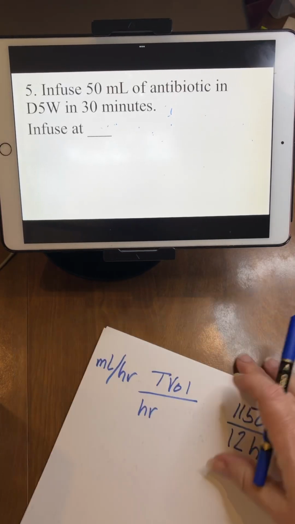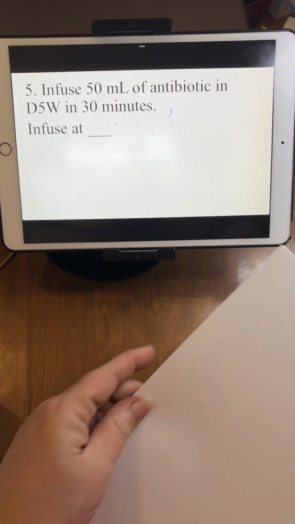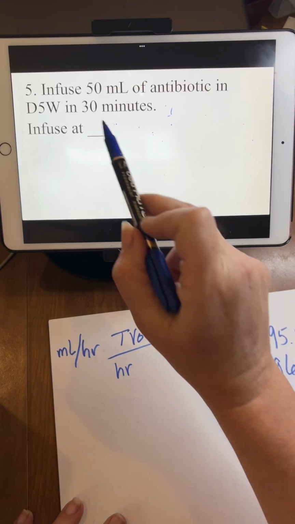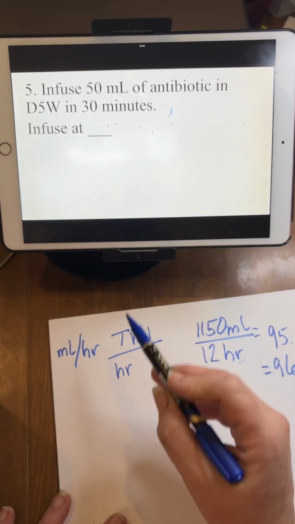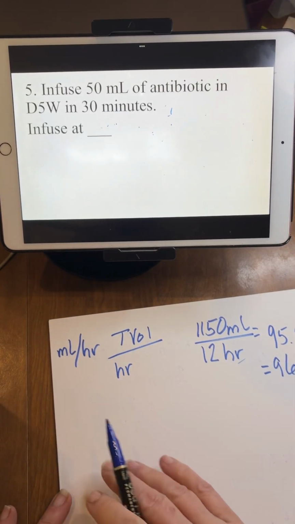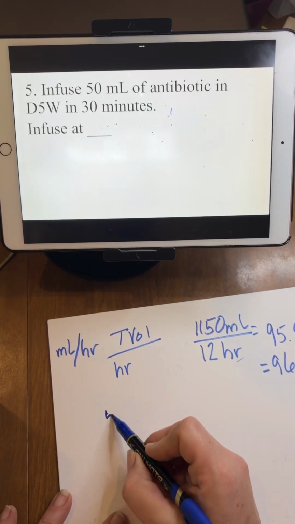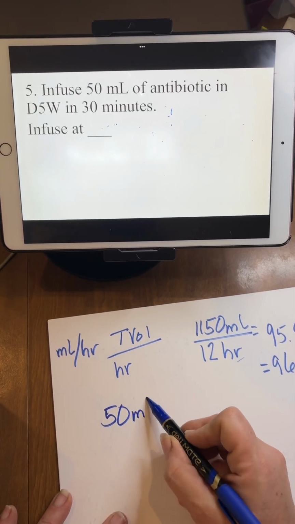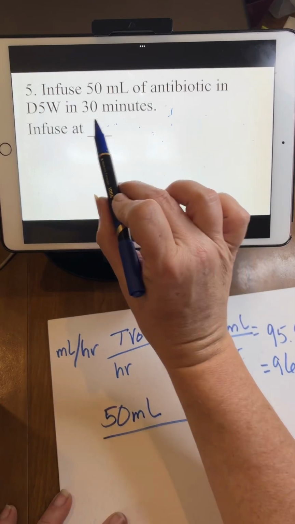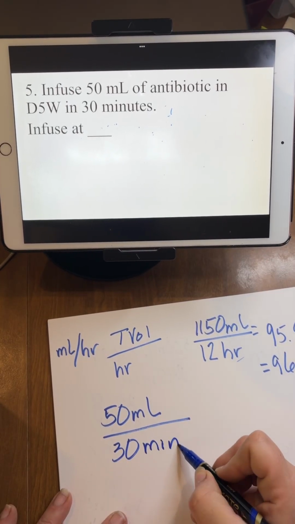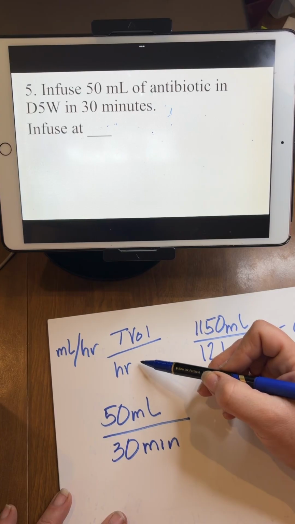This one's tricky. It says infuse 50 milliliters of antibiotic in D5W in 30 minutes. It doesn't mention the tubing, so we know it's a milliliter per hour problem. But this is the trick. The total volume is 50 milliliters, and the total time is 30 minutes. And you know it's got to be in hours.